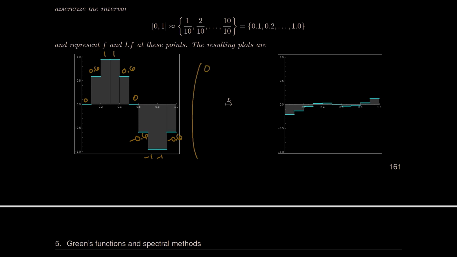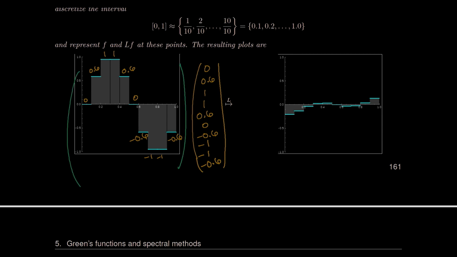Like 0, 0.6, 1, 1, 0.6, 0, negative 0.6, negative 1, negative 1, and negative 0.6. That is a perfectly well-defined vector. You just write it out. That is a 100% well-defined vector. And you could develop a matrix, M, some big matrix in here, for which if I multiply that matrix times this vector, what do I get? I get whatever's on the right here, which is like negative 0.2, negative 0.15, negative 0.1, 0.1, 0.1, dot, dot, dot.